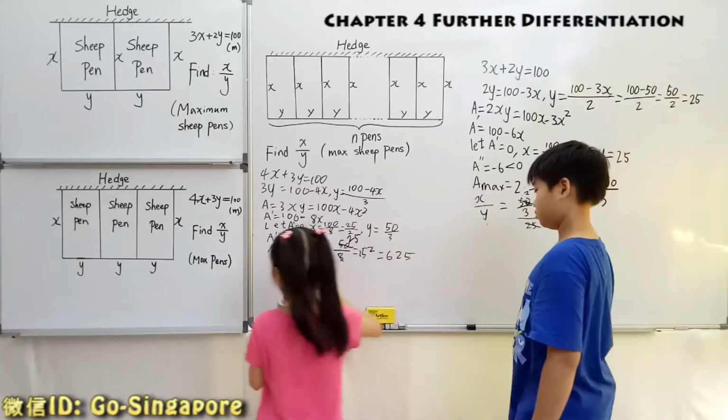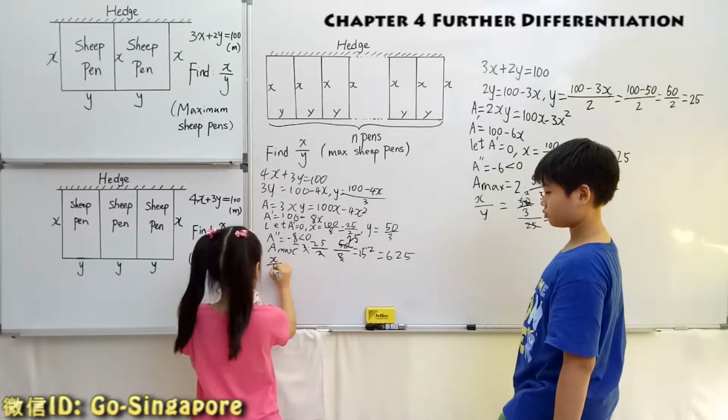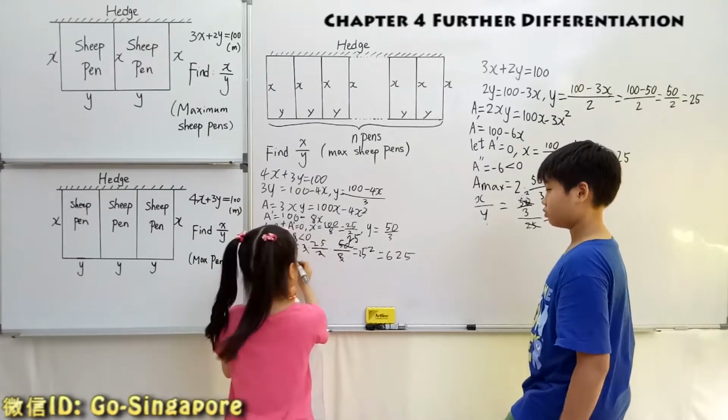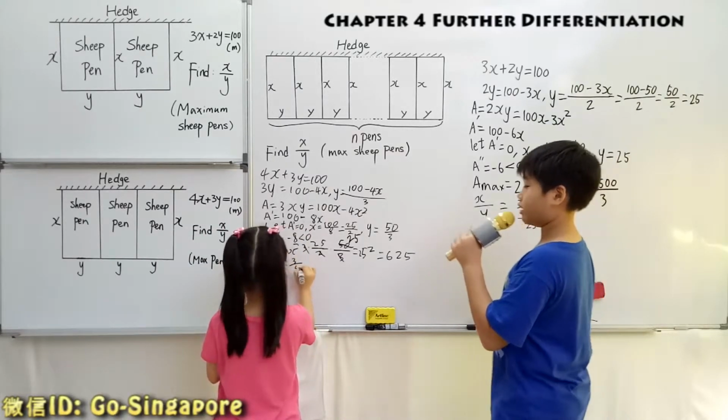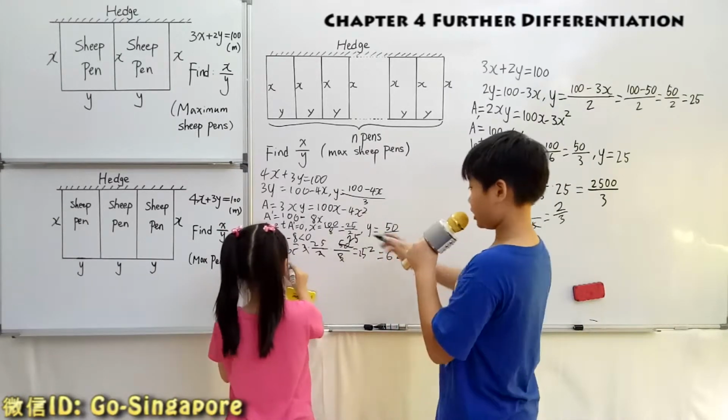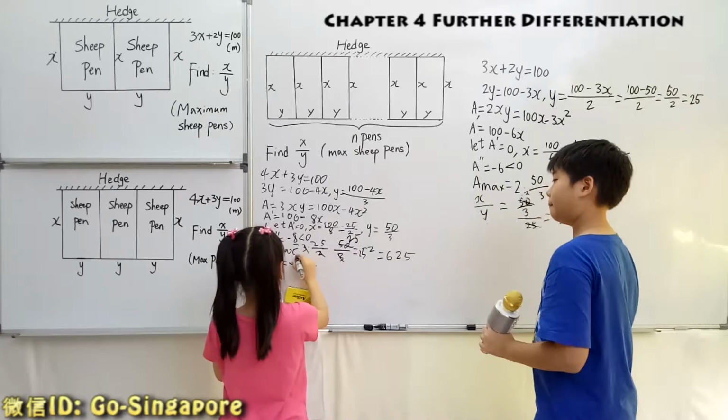625. Now, x over y will equal... for the x over y. Why? You just write it down, okay?